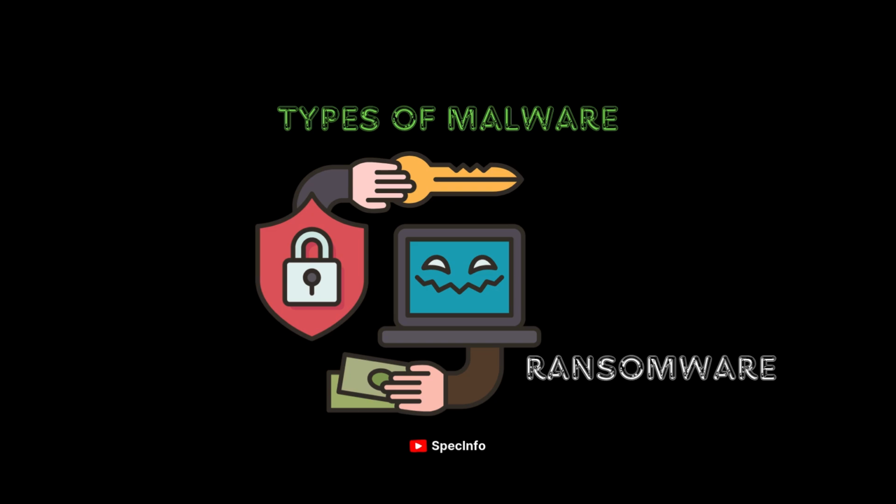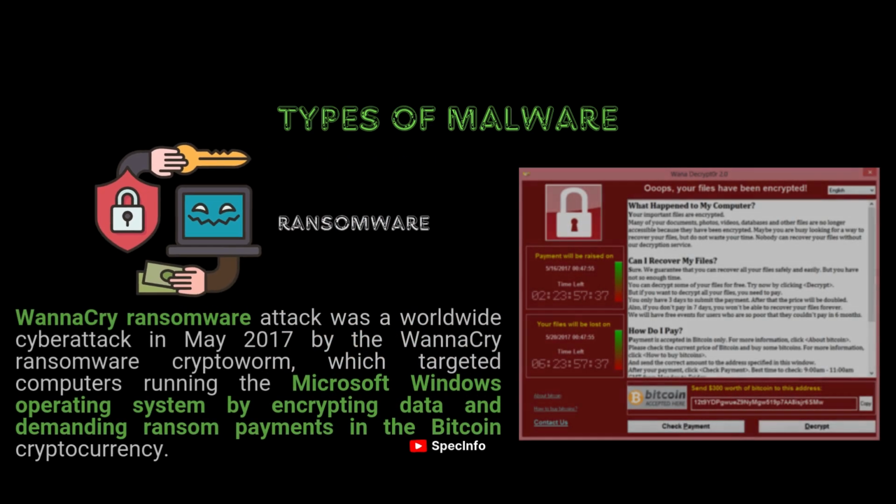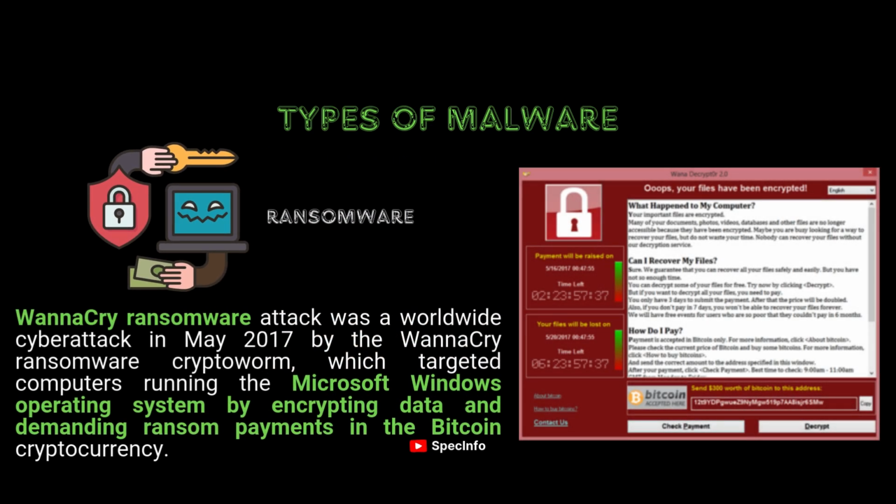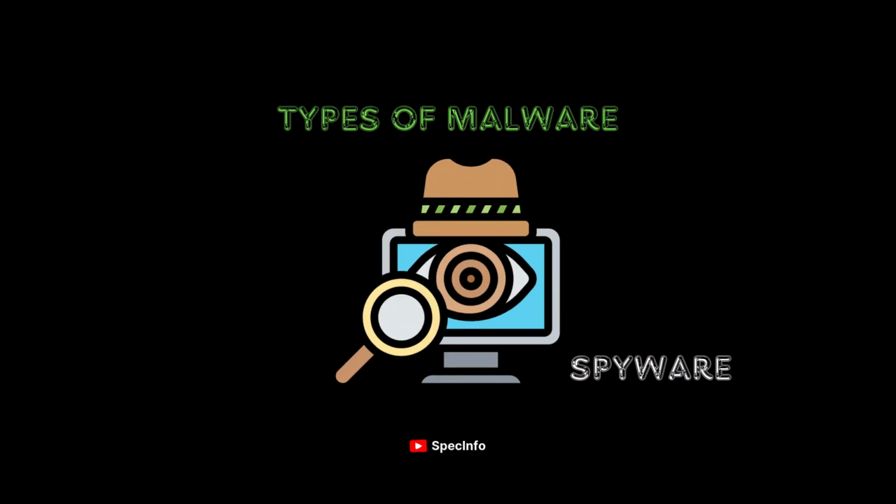Fourth, ransomware. This is one of the most destructive forms of malware. It encrypts your files and demands a ransom for their release. Remember the WannaCry ransomware attack from 2017? It exploited a vulnerability in Windows systems and affected hundreds of thousands of computers worldwide, including those in hospitals and businesses, causing massive disruption.